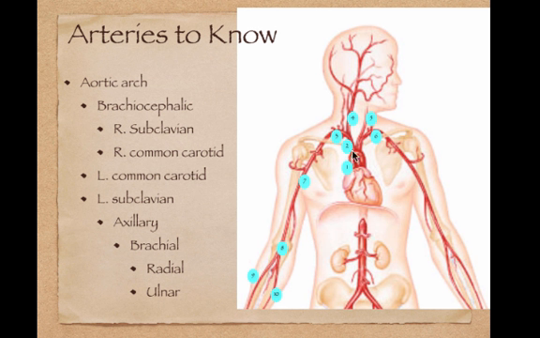From the aortic arch, we have this first branch, the brachiocephalic artery. That's going to branch into 2 main subdivisions. The first is the right subclavian. Think about the bone, the clavicle. The subclavian gets its name because it's below the clavicle. Also, we have this branch here, the right common carotid artery.